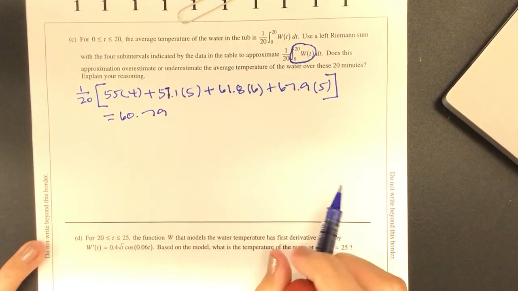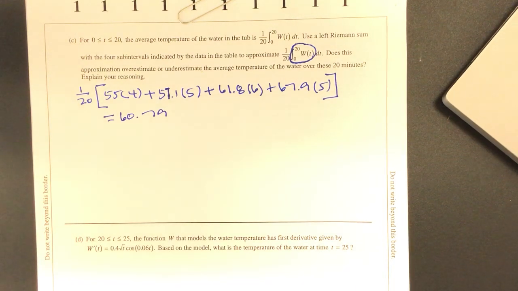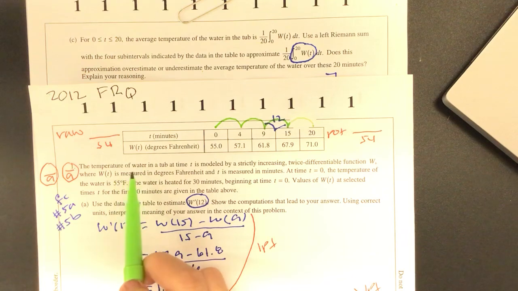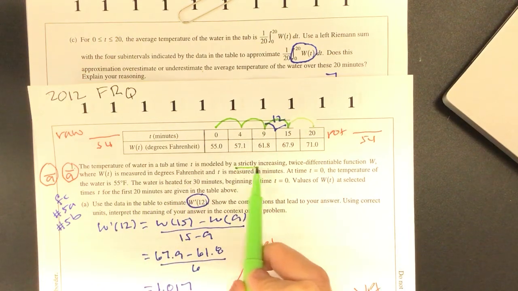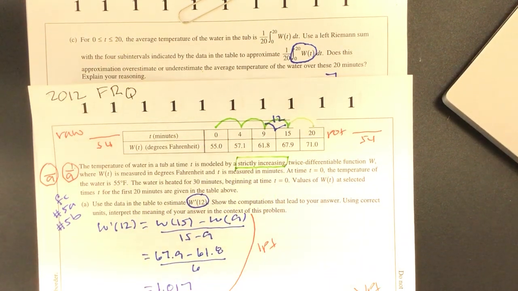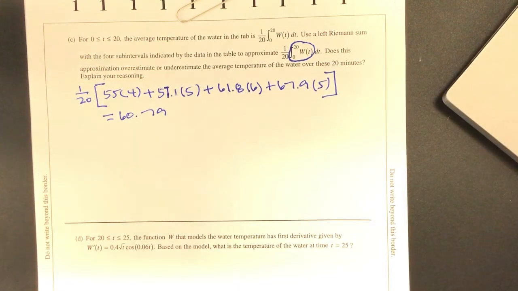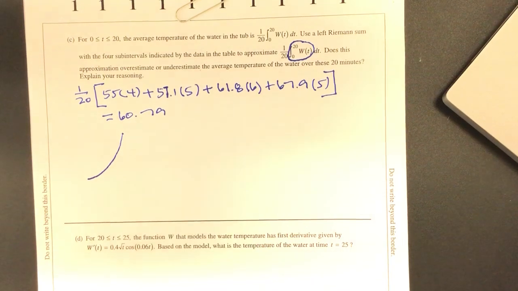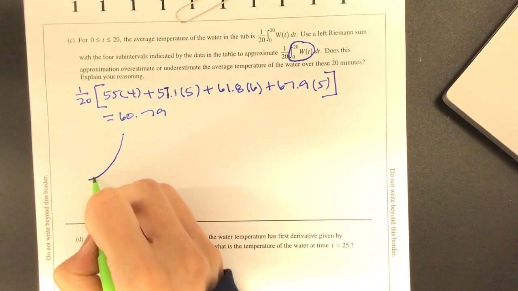And then we have to actually explain this. Before I explain this, let's think about key concept on number 1. It says the temperature in the tub is strictly increasing. Go ahead and box that. When it is strictly increasing, that means temperature is doing this. It is concave up. Draw me a concave up.